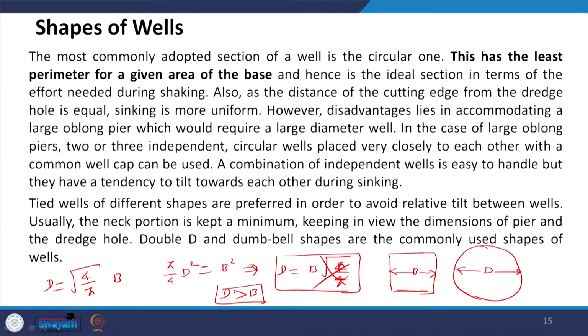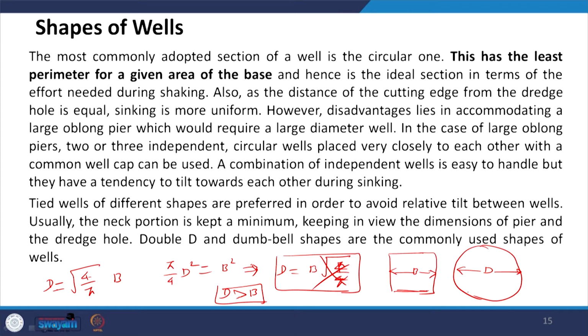So, you have the distance of the cutting edge from the dredge hole. This has the least perimeter for a given area of the base, and hence is the ideal section in terms of the effort needed during sinking. Also, as the distance of the cutting edge from the dredge hole is equal, sinking is more uniform.